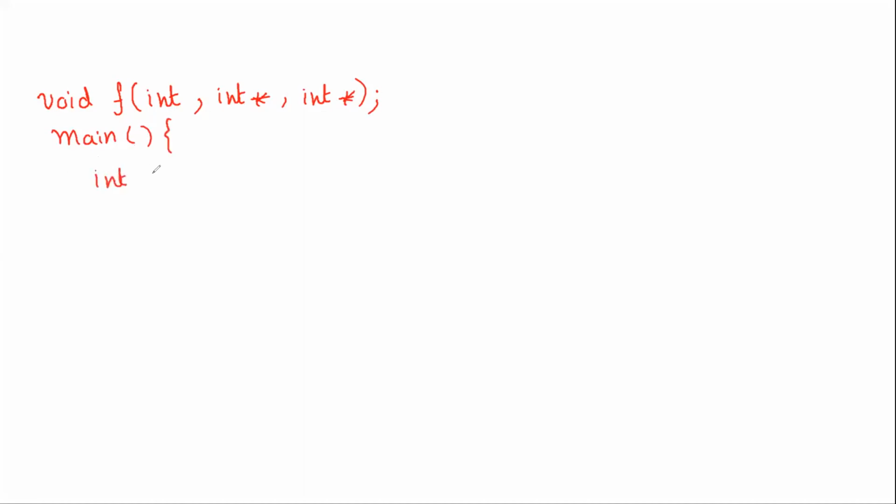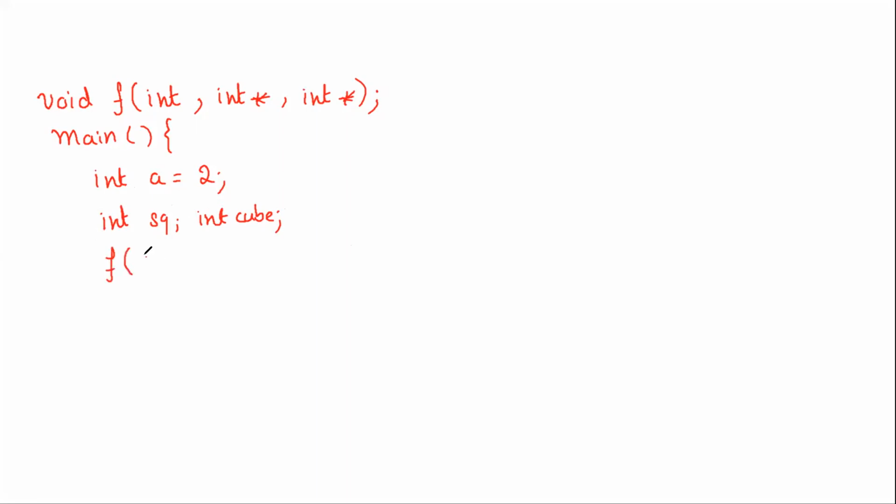In the main, we take an integer, say a, which is 2. Then we need to call this function. Even without writing the body of the function, we should be able to call it. But before that, we need some variables in which we can store our answer. So let me take two more variables that I'll pass to the function using pointers. We take a variable, say square, and another variable, say cube.